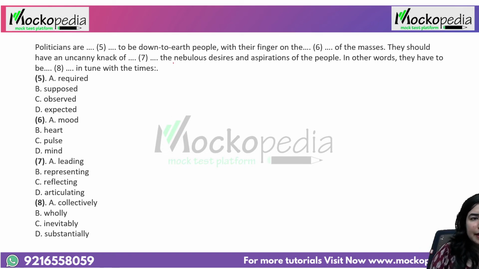So politicians are dashed to be down to people. Meaning expected. What is expected of them, how should they be? Required to? There is no requirement to be a politician, right? Supposed to matches. Observed does not. Expected. So between supposed and expected, expected would be the best match.